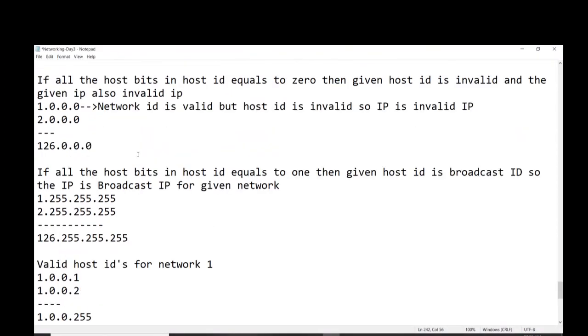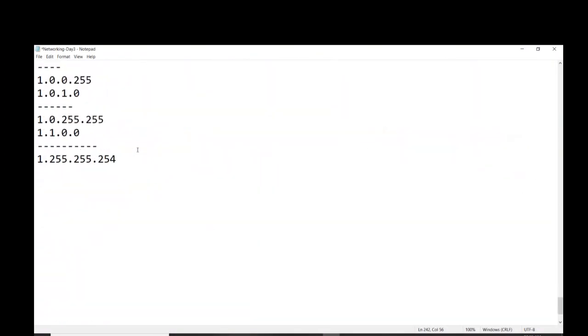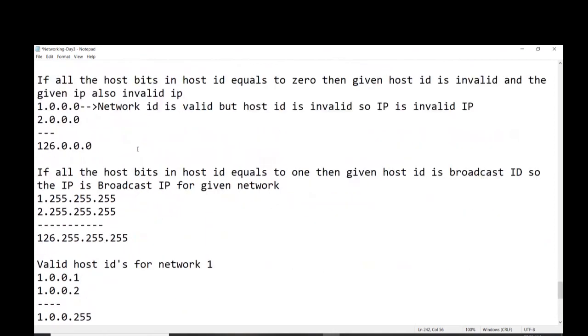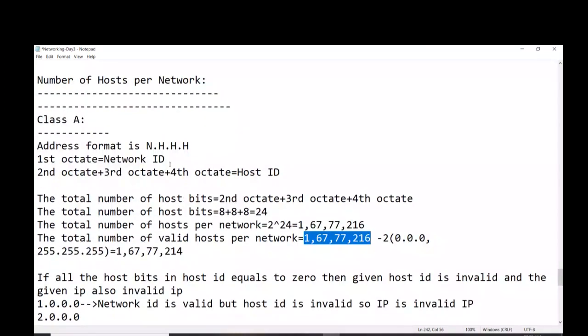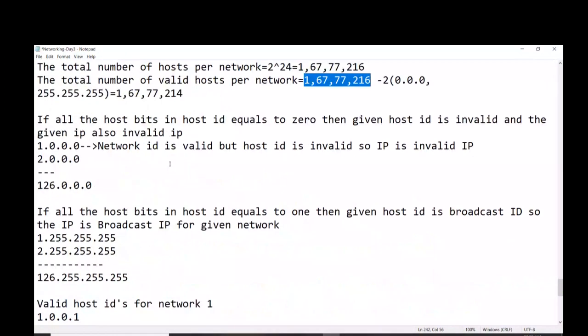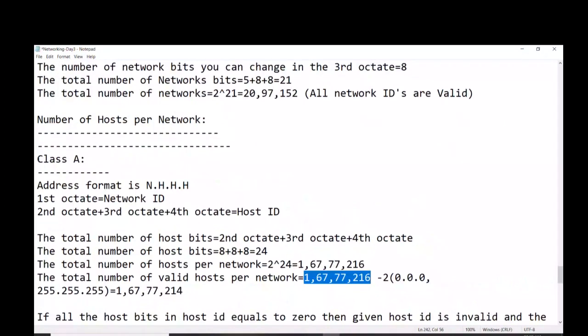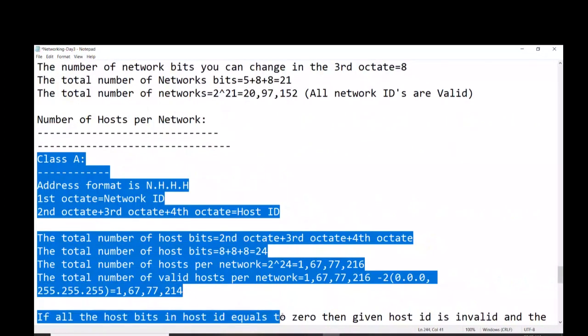Okay. So now class A is done. The same thing we have to do for class B. Same, we'll copy this entire thing.